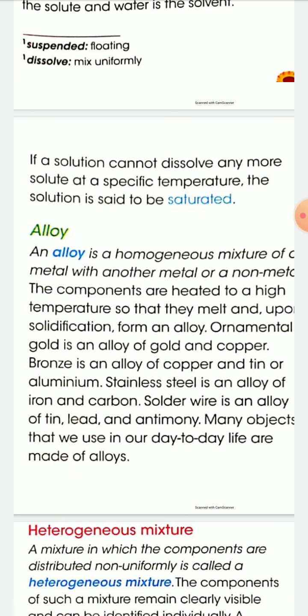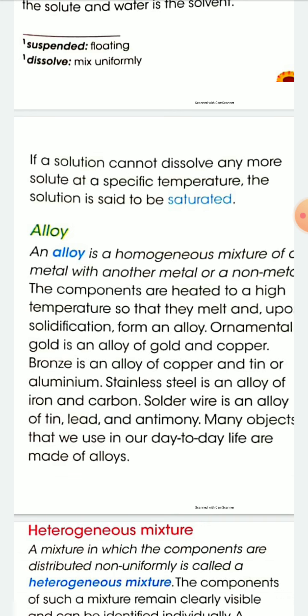To make an alloy you have to heat the components, that is, you have to heat one metal with another metal or non-metal. After melting, if you cool the melted substance, it becomes solid. After solidification this mixture forms an alloy.